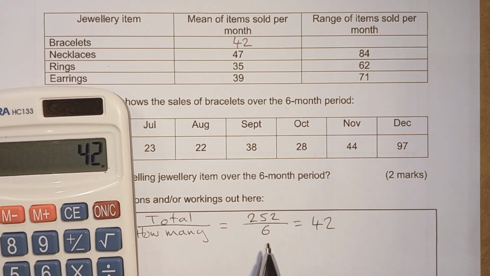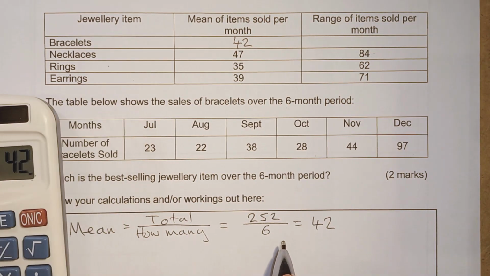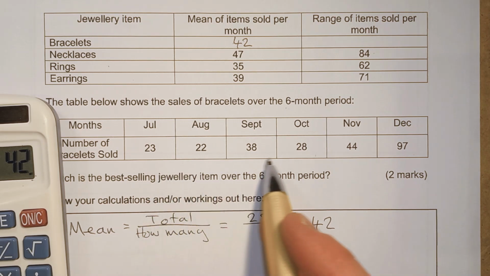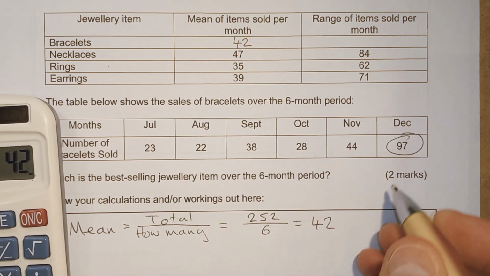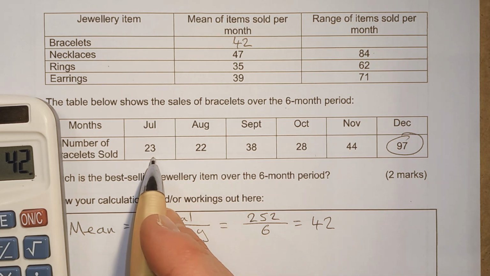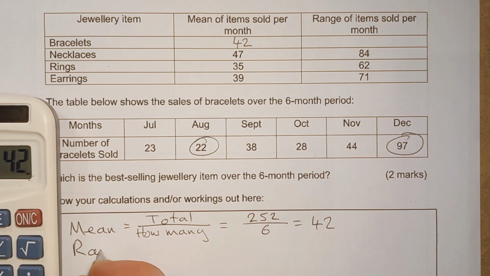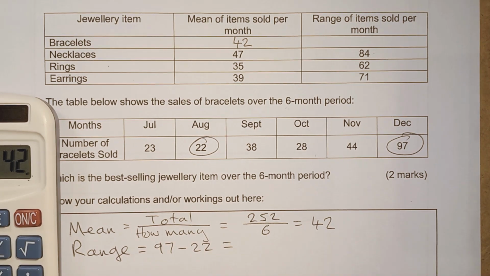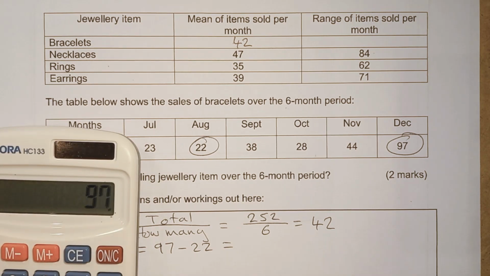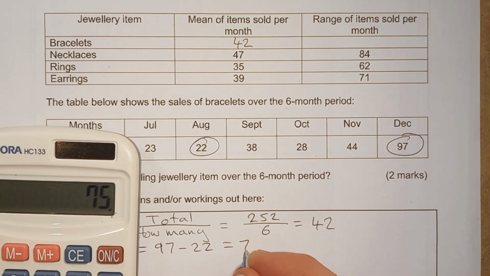Now the range is the difference between the biggest and the smallest. So the biggest, that's 97. What's the smallest? 23. 22 is smaller. So the range is going to be 97 minus 22, which gives us 75.